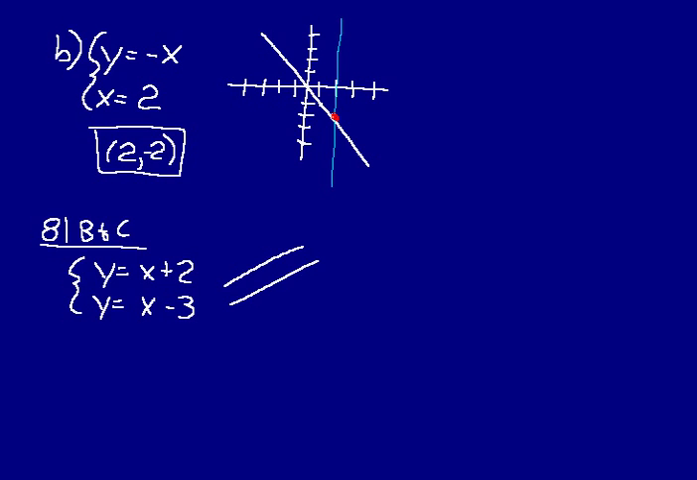So that set right there would be considered a set of inconsistent equations because the slopes are the same. So that's just something to remember. That's just a definition of a type of system of equations. They're called inconsistent if the slopes are the same.